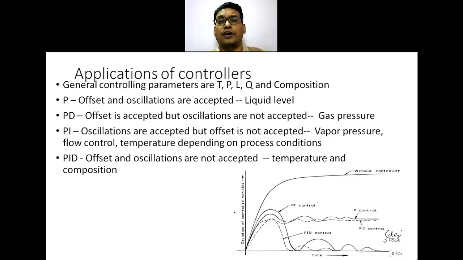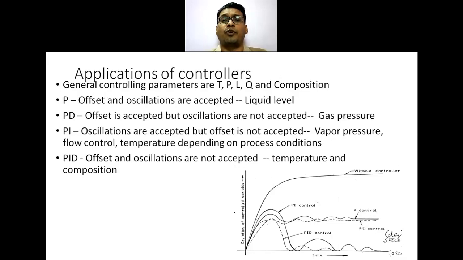So depending on the type, we are going to have different applications. For a proportional controller, where the offset and the oscillations are accepted, that is generally liquid levels. Depending on how much offset I can accept, I can set the value of the controller gain Kc. Then in case of a PD controller, the offset is accepted, but oscillations are not accepted. Generally, it is the pressure controlling systems, where the variations or fluctuations of the pressure are not accepted.